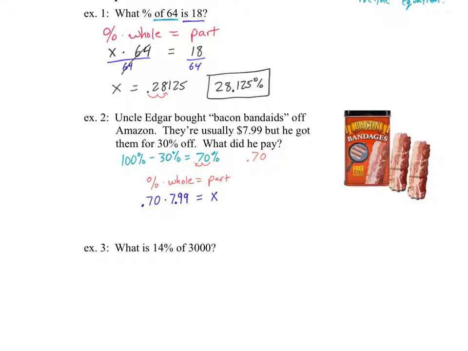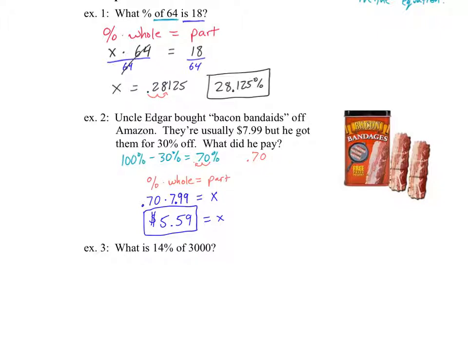So you could punch that into a calculator, 0.7 times 7.99, and you'll get 5.59. You could write equals x if you wanted to, but that's going to be the part, the cost after the 30% off. Or you could look at it as the 70% you have to pay.